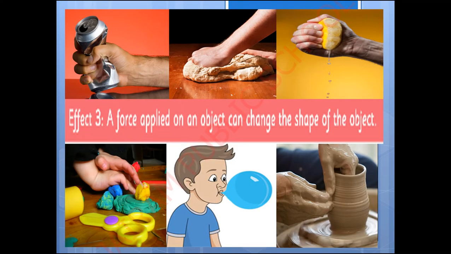So, by this we are able to learn the third effect of force. A force applied on an object can change the shape of the object. By seeing this picture, we can easily understand that by giving force, the shape of the object can be changed. For example, by crushing a tin, by pressing the dough, by squeezing the lemon, by blowing the balloon, by applying some force on the pot.